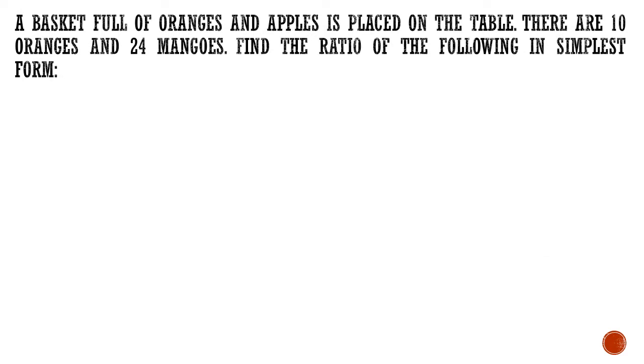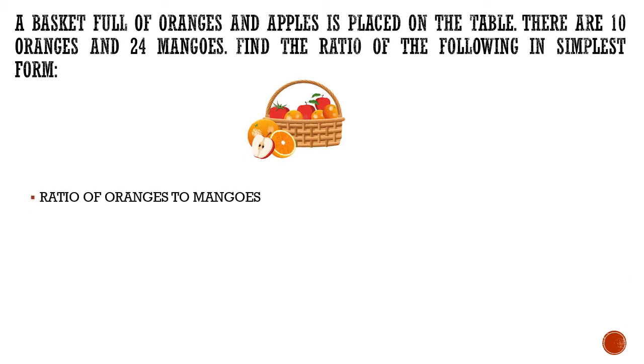A basket full of oranges and apples is placed on the table. There are 10 oranges and 24 mangoes. Find the ratio of the following in simplest form. Ratio of oranges to mangoes. So here we have 10 oranges all over 24 mangoes. They are divisible by 2. So if we simplify this or we divide, we have 5 all over 12 or 5 colon 12 or 5 to 12. That is the ratio of oranges to mangoes.